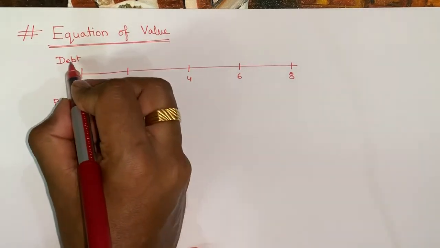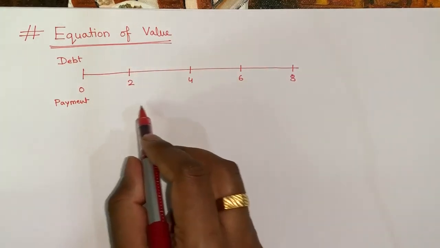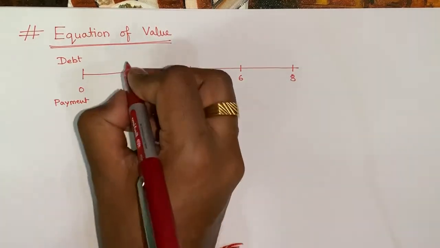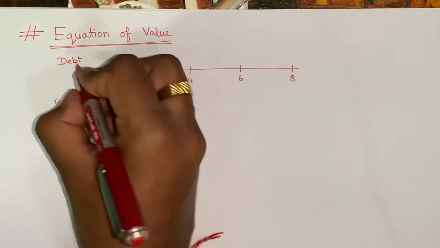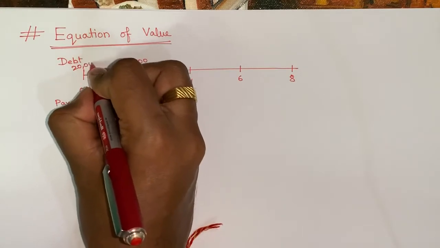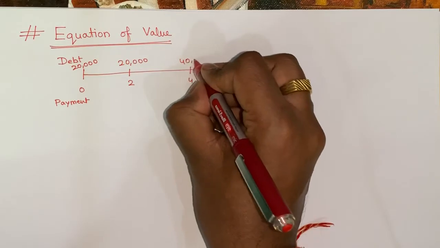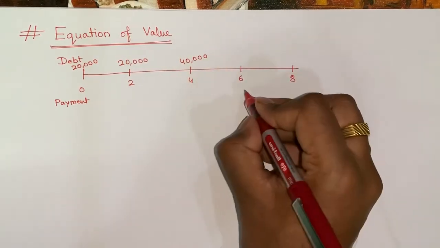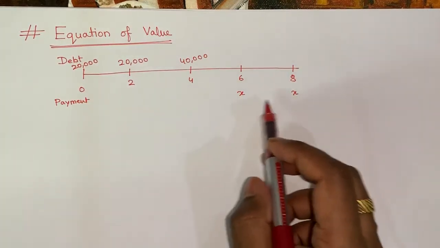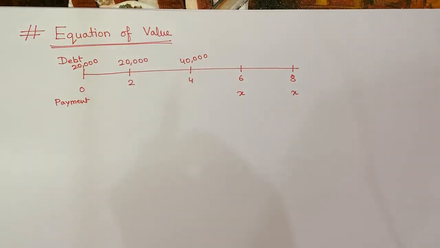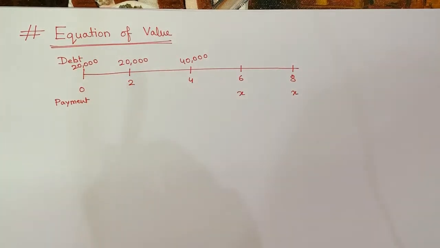Let's assume above the axis we will be writing debts and below the axis we are writing payments. So at the end of year 2 there is a debt of 20,000, year 0 also there is a debt of 20,000, at the end of year 4 there is a debt of 40,000, and then at the end of year 6 and at the end of year 8 we are making two equal payments which are x. So here what's happening is there are 4 different dates on which transactions are taking place.